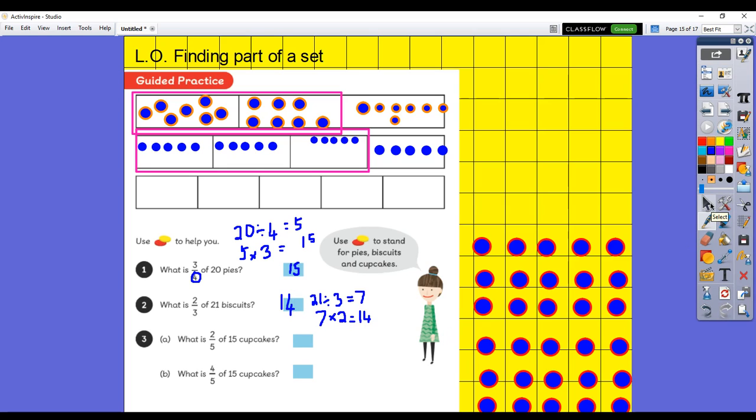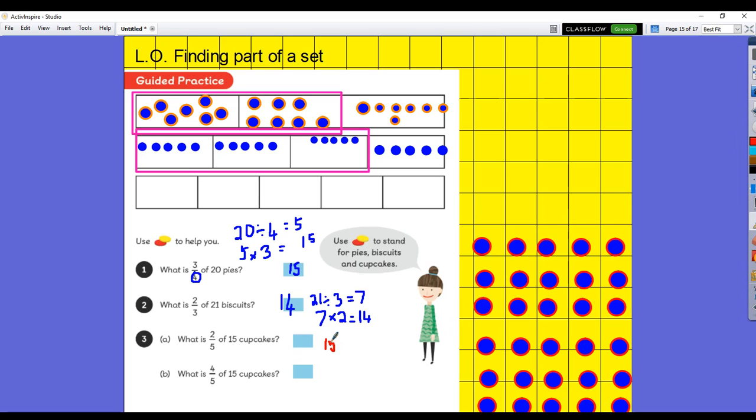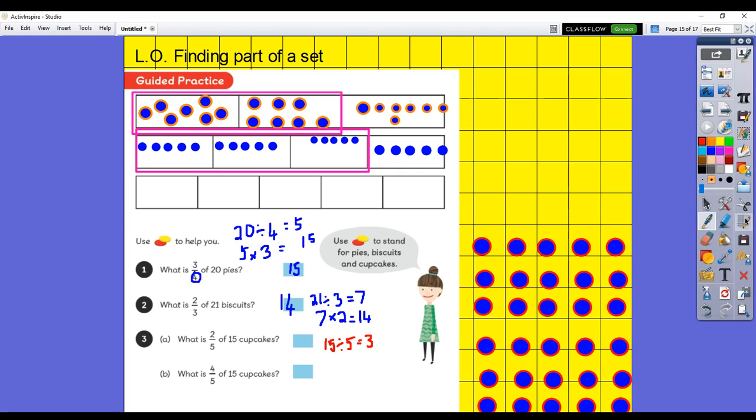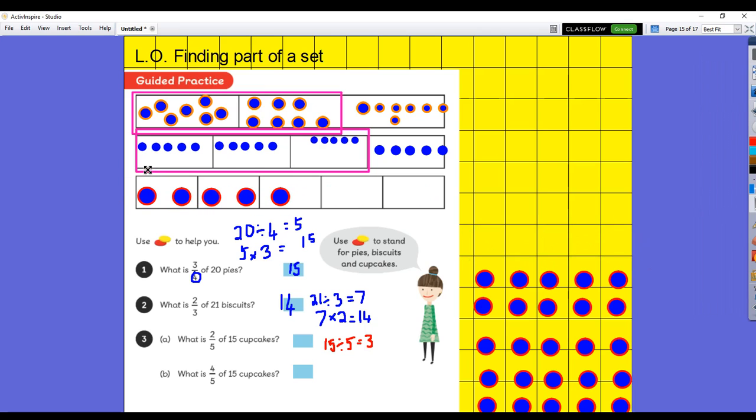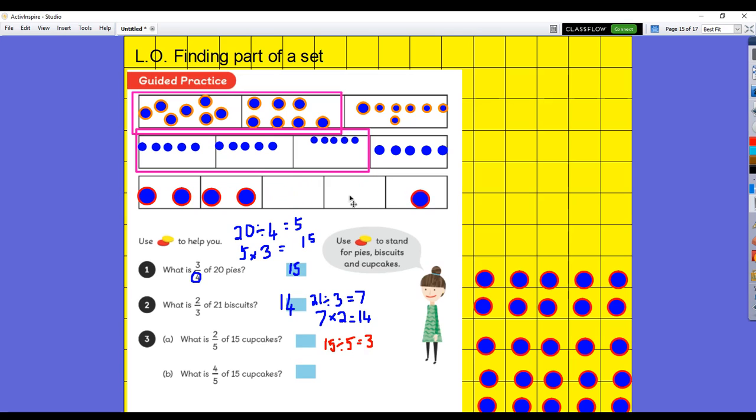Okay, so what about 2/5 of 15 cupcakes? So our calculation, I'm going to change colour pen. The calculation is 15 divided by 5, which is going to be 3. Okay, because 3 times 5 is 15. I'm going to prove we're right by putting 3 in each box, because remember, it's really important you prove you are correct. So that's 3, 6. Count with me. 9. Let's make them a bit smaller. 12.